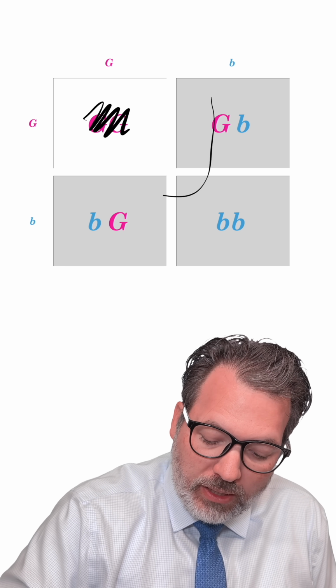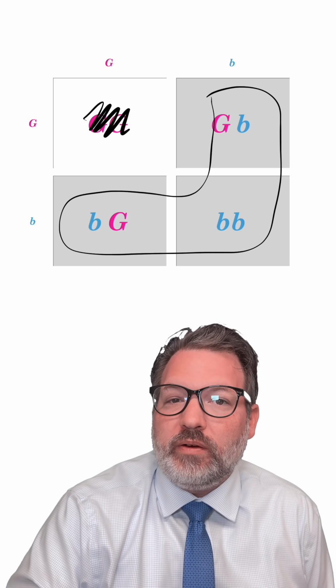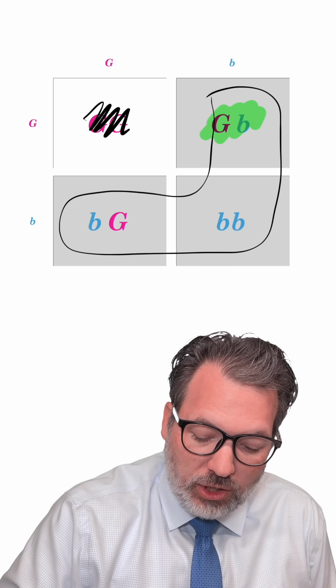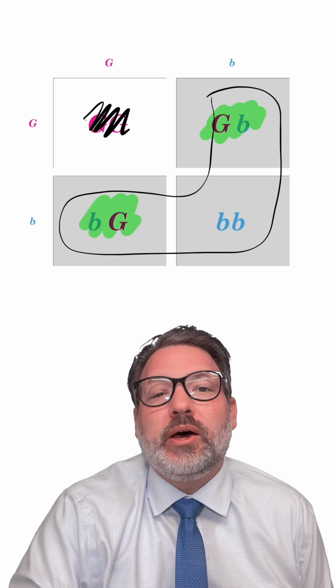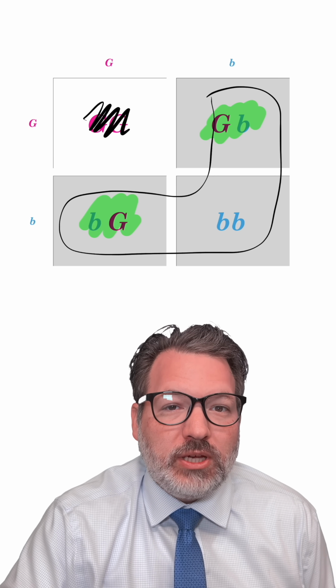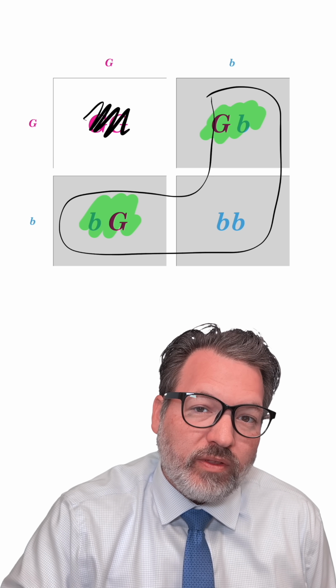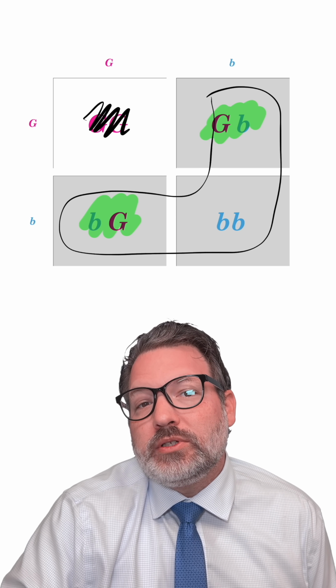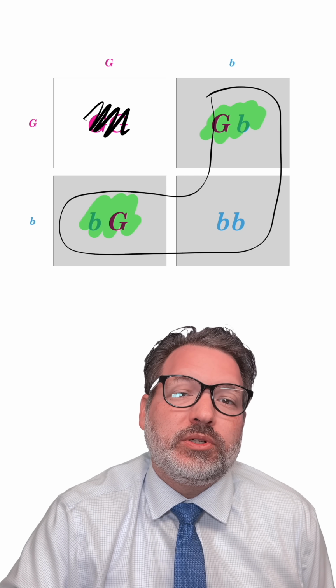So among these 3 scenarios where at least one of them is a boy, we can see a girl shows up twice, and 2 out of 3 is 66%. So given just that information that she has 2 children and at least one of them is a boy, we should expect the other to be a girl roughly 66% of the time.